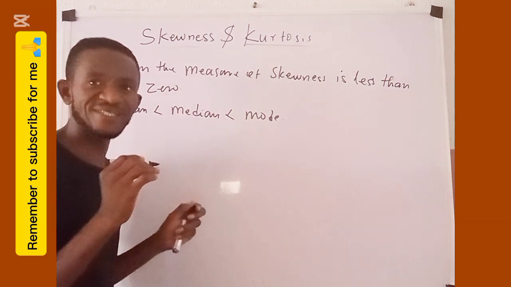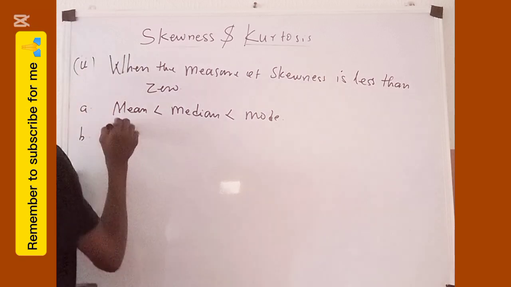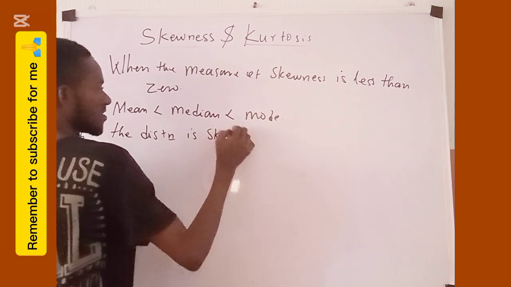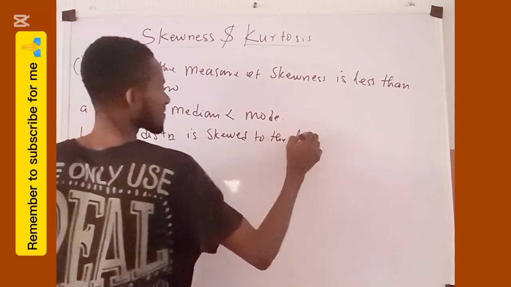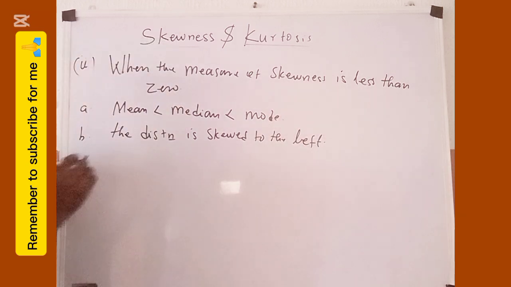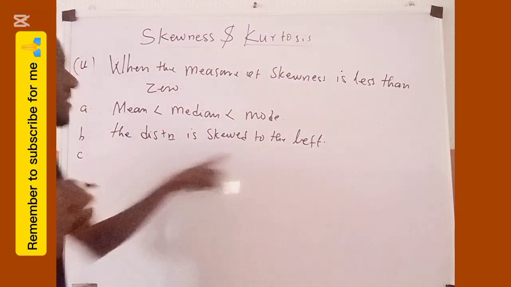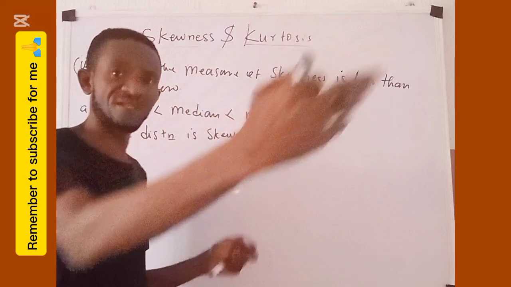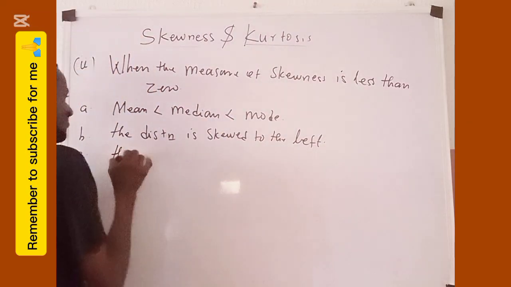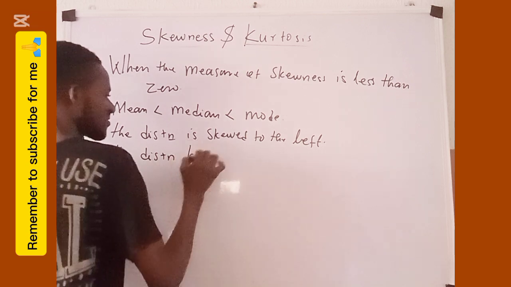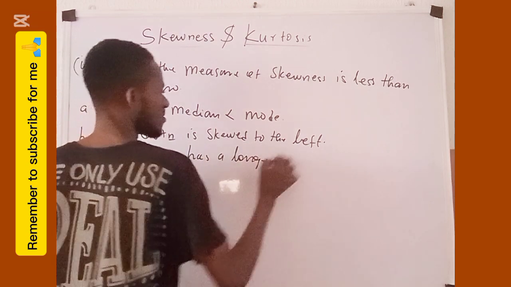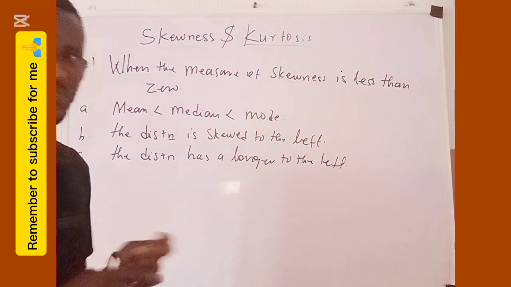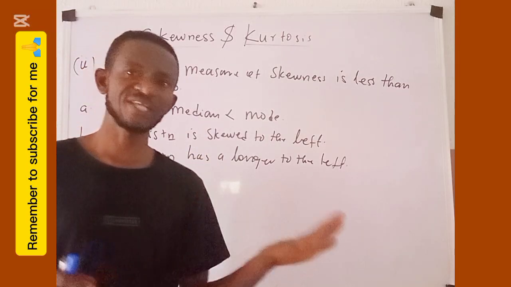Number B condition. We are going to say that the distribution is skewed to the left. The number C thing there is, if the distribution is skewed to the left, the implication is that the distribution has a longer tail to the left. So these are the conditions you are going to see when the measure of skewness is less than what? 0.